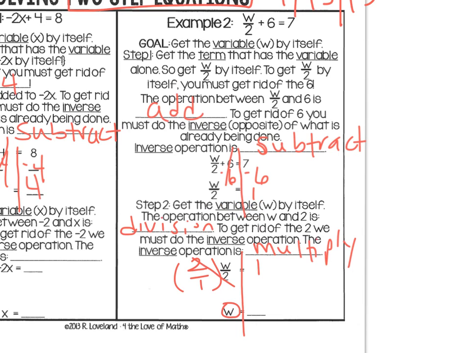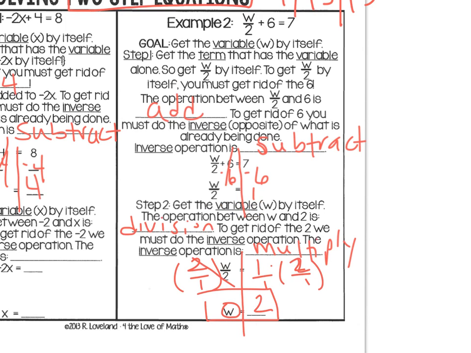And if I multiply this side times 2 over 1, then I'm going to want to multiply this side times 2 over 1 as well. Now remember, 1 over itself is still just 1. So when I multiply, 1 times 2 gives us 2. And I don't need to put it over 1 because 2 over 1 is the same thing as just 2. So then our answer is w equals 2.